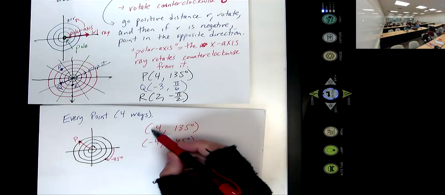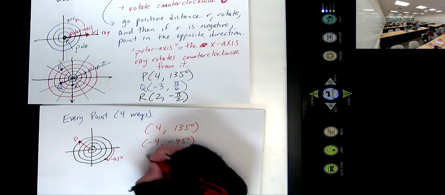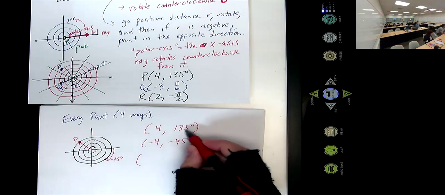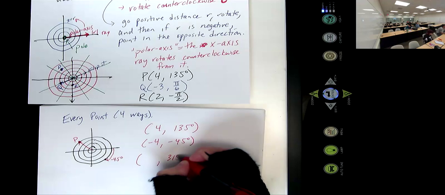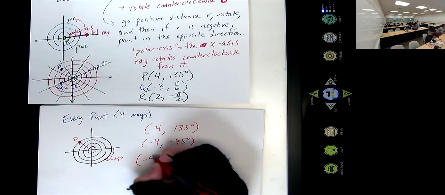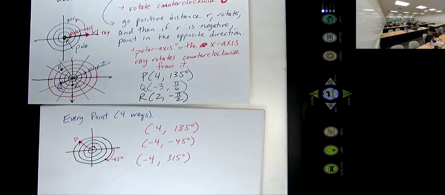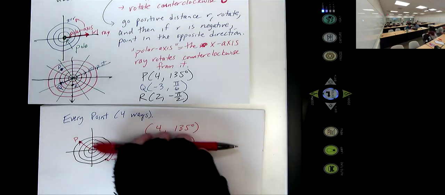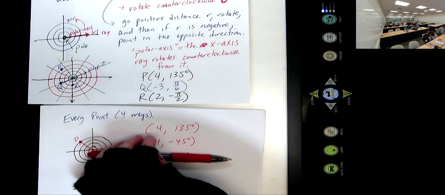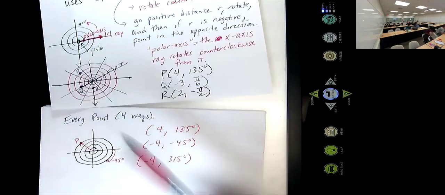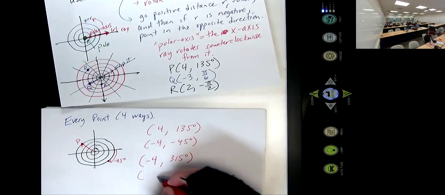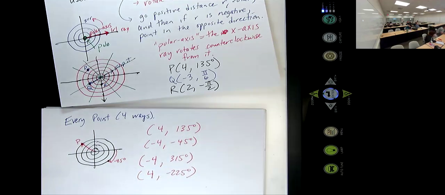I could sweep out all the way around, add another 180 to it. 180 added to this would put us at 315 degrees, and I could do -4. Or I could rotate clockwise, I'd have to go around 180 to 225. I could go -225 degrees, and then I'm right on that line, and I just go distance 4.